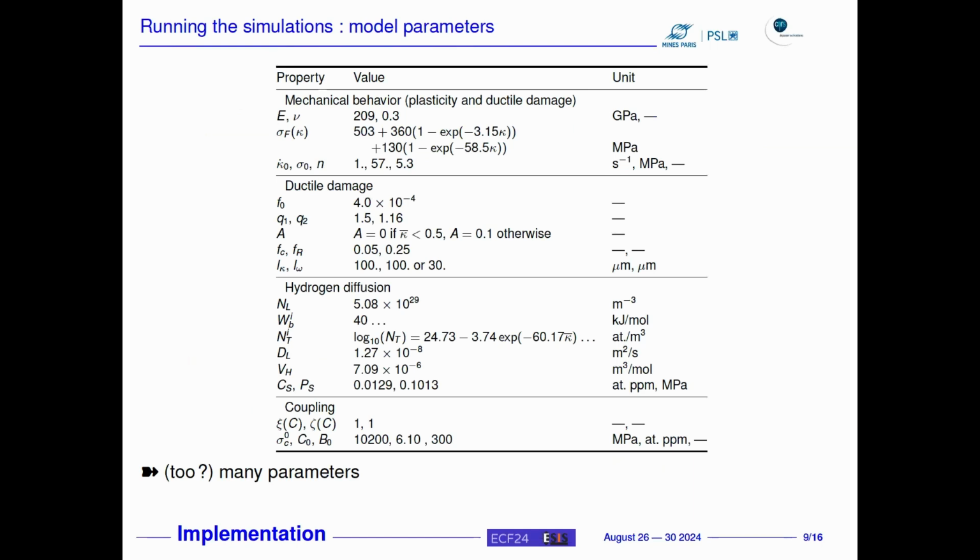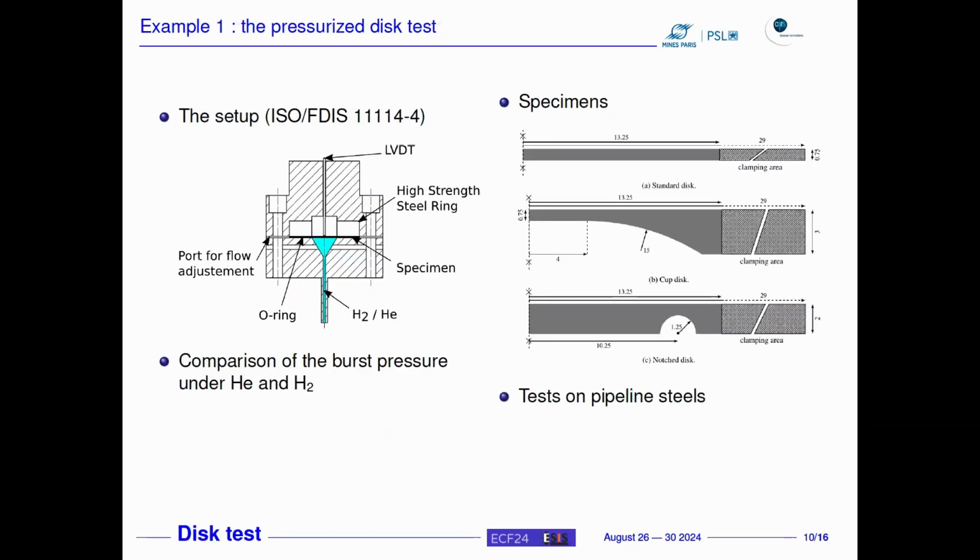Okay, so obviously you shouldn't try to read that. I put this slide just to outline how many parameters we need. And that's one big problem. We need parameters for the elastoplastic behavior, so it's okay, for ductile damage, for diffusion, and for coupling. And that's a huge number of parameters. Many, some people may say too many. I don't know, you tell me.